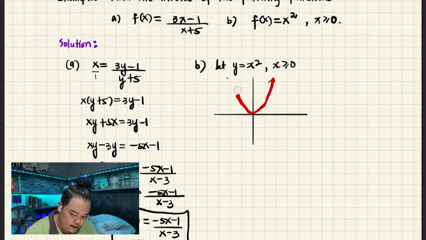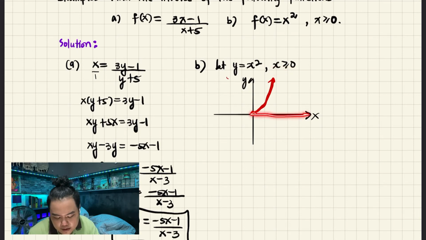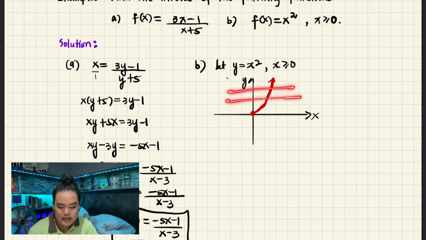So, ibig sabihin, yung graph niyan ay yan lang. Kasi you want your x's to be greater than equal to 0. Ito yung mga greater than equal to 0 na x's. Ibig sabihin yung portion lang na yun yung kukunin mo. And that function is 1-to-1 using the horizontal line test.